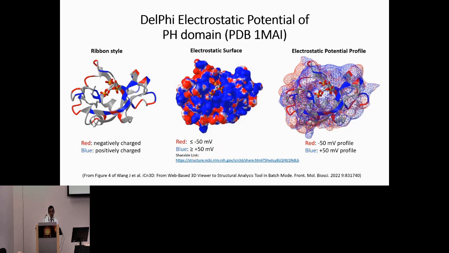But on the right, it shows the electric potential profile. Basically, on the profile, red will be minus 50 millivolt potential. Blue will be positive 50 millivolt. So this is the accurate potential profile, but on the surface, it's a range. If it's above 50, it shows blue.